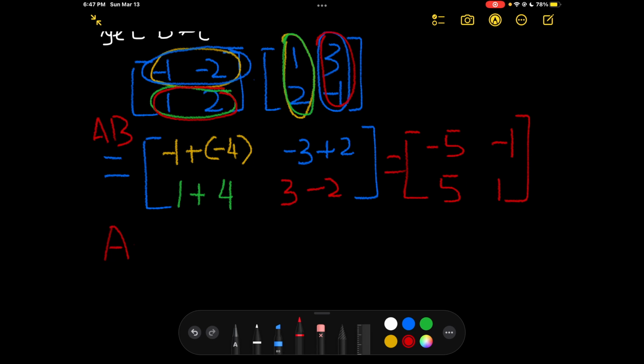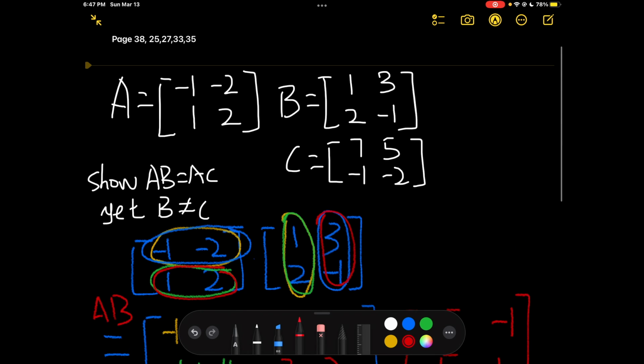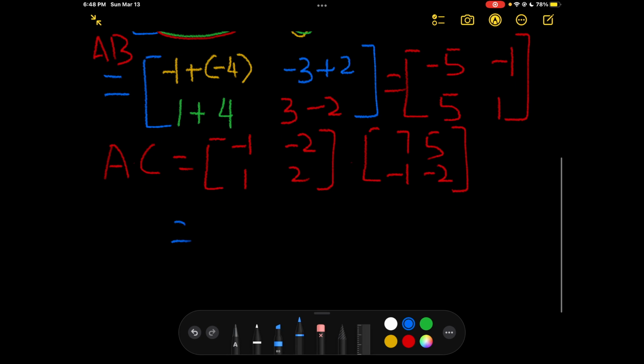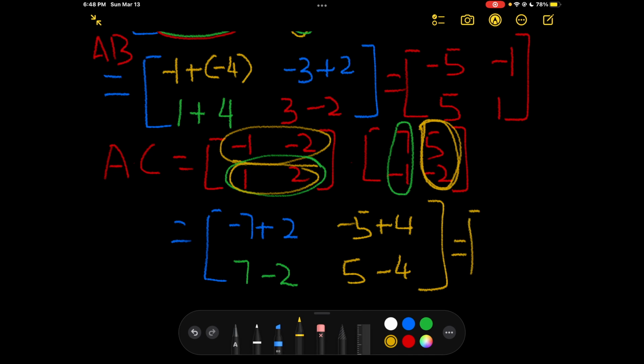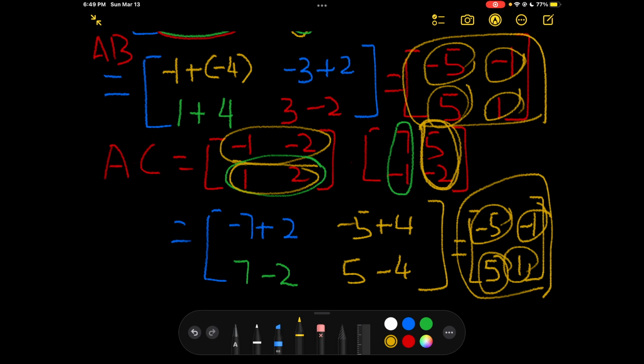And now we do A times C, which equals -1, -2, 1, and 2 times 7, 5, -1, -2. So we have -1 times 7, -7, plus 2, and -5 plus 4, 7, -2, 5, -4, which equals -5, -1, 5, and 1. So we can see this equals this because each entry of the matrix is the same, and yet B is not equal to C. That's how we prove it.